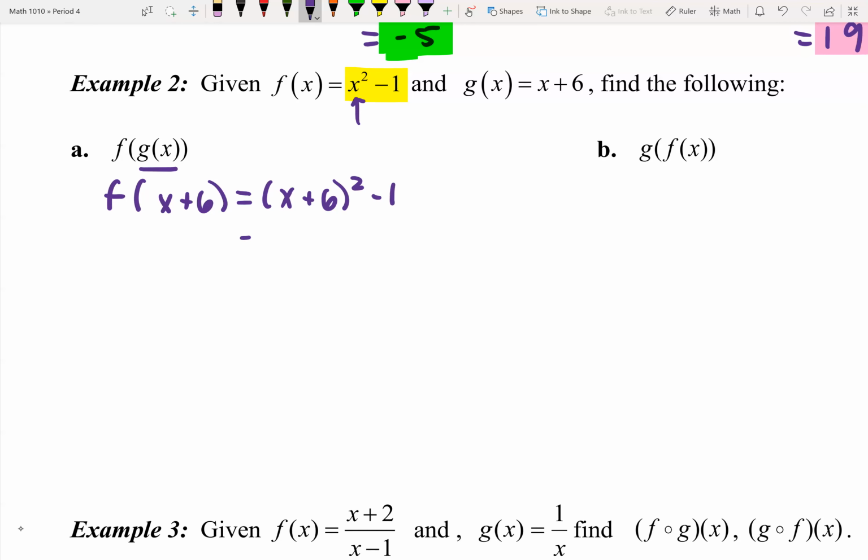Okay, tell me with one word what we're going to do right here. You're going to FOIL, and you can just FOIL right here. I don't even care if you write it twice, because I know at this point you can pretty much do it in your head, right? So that's going to give me x to the second plus 12x plus 36 minus 1. And then when I combine it, it's x to the second plus 12x plus 35. That's my answer, and I'm done.